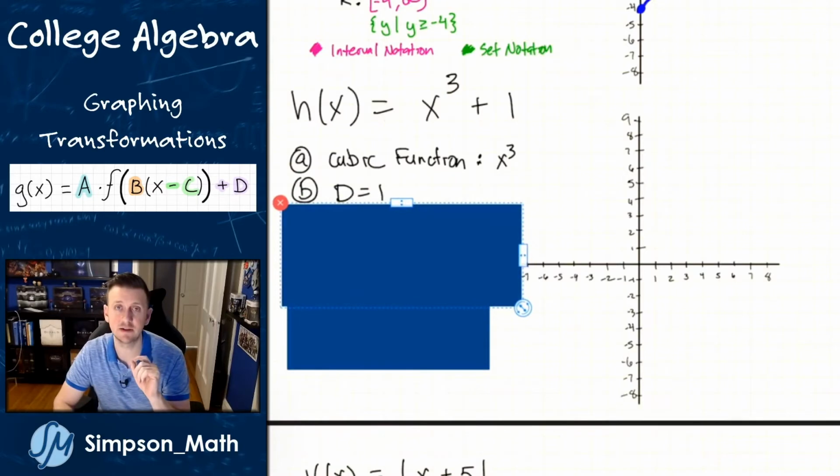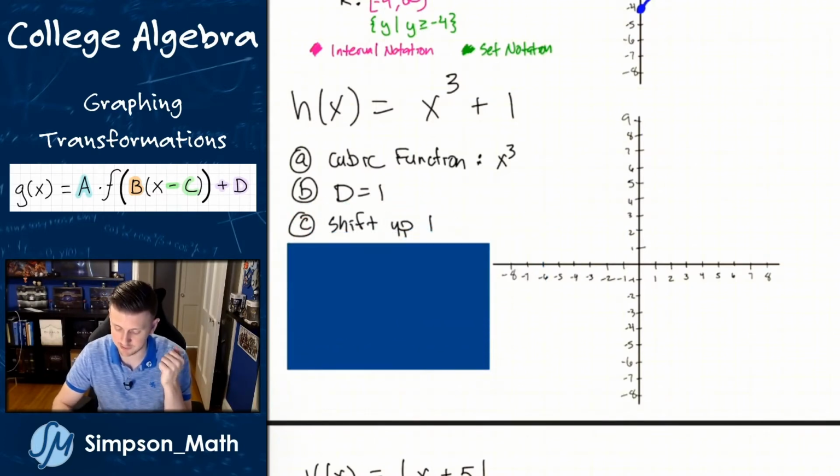And then if D is 1, you go back and you look at your notes, and you see that if D is a positive, I'm going to be moving my function up 1 unit. So it's going to be a shift up 1. So let's plot my parent function dots. So 0, 0, 1, 1, 2, 8, and then -1, -1, -2, -8.